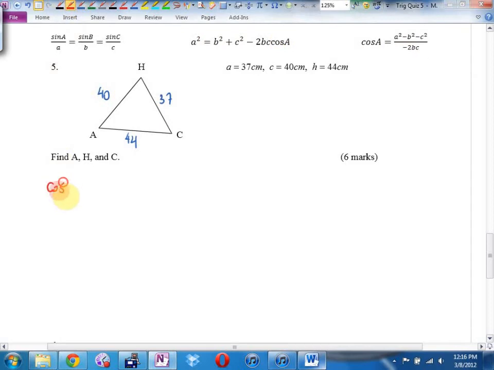The cosine of big A equals little a squared. Which of these 3 numbers has to be little a? Got to be the 37 squared. The other two you can be sloppy with. All over negative 2 times the second one and the third one.